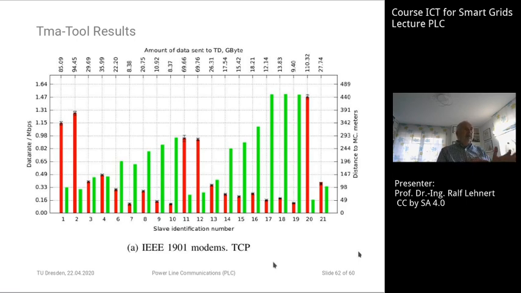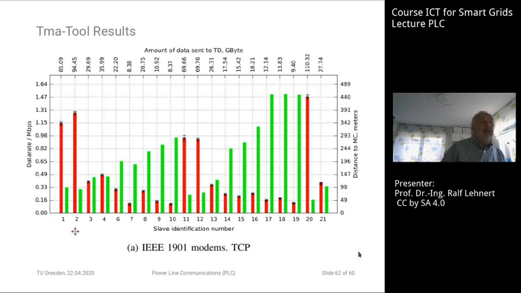So we did measure the throughput of a system, in this case with 21 slave nodes, and this green bar gives us the distance from the head end to the remote modem. So the green bar is physical information about the size of the network, and the red bar in this case is the data rate which we were able to achieve with one of the early broadband PLC systems nearly 10 years ago. And here you can see we have a point to multi-point data transfer.